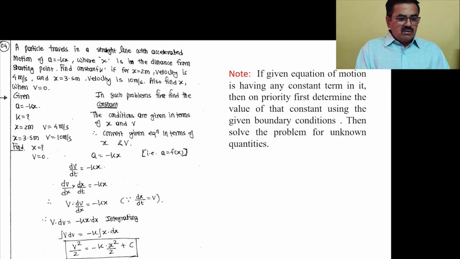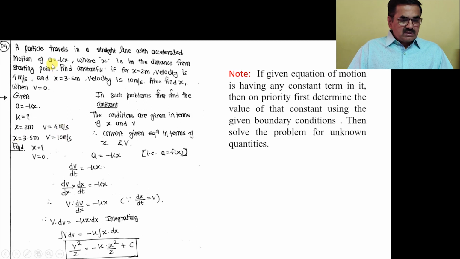So given a is equal to minus kx, find constant k for the given conditions: when x is equal to 2 meters, v is equal to 4 meters per second, and x is equal to 3.5 meters, v is equal to 10 meters per second. Remember, while dealing with such problems, first we have to calculate constant k. Without finding this constant k, we cannot solve the problem. So finding constant k is an important task while solving this problem. So first we have to calculate k. Okay. Now to calculate k, we can use these two conditions.